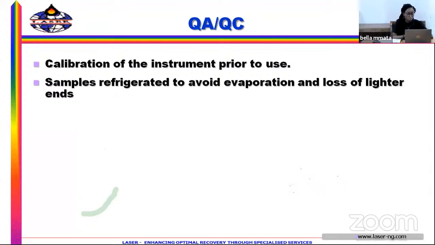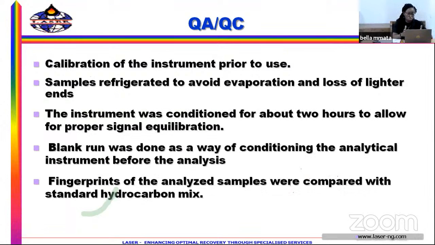So we have to put in place some quality assurance and quality checks to be able to make sure that what we generate in the course of this study was dependable and accurate data. We carried out calibration of the instruments before using them. And when we finished our flash process in the laboratory, when we were not ready for analysis, we put those samples in the refrigerator to avoid loss of the light ends. The instrument that we used for the analysis, which is the GC, was conditioned for about 2 hours to allow for signal equilibration. And then before carrying out the analysis, we did a blank run to make sure of the conditioning of the GC equipment.